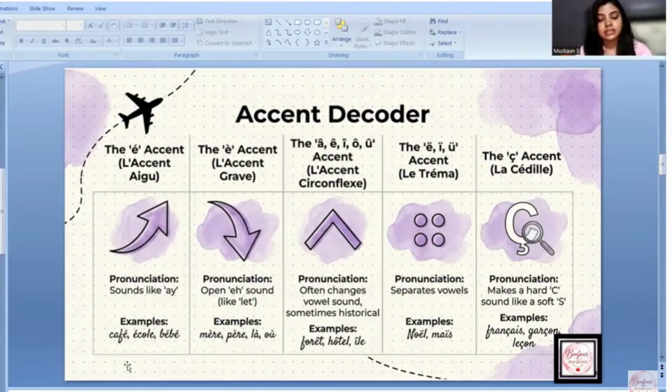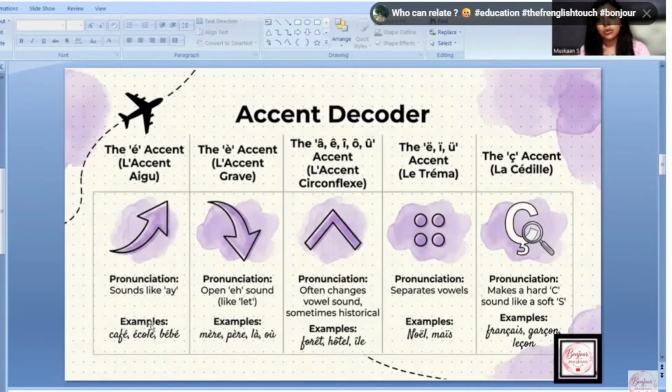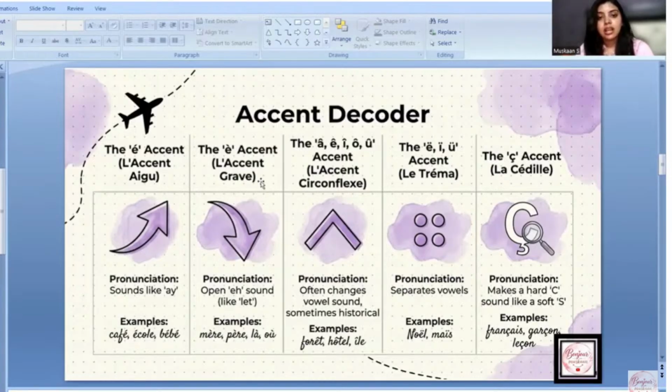See an example: café, école, bébé. So now here, which sound is coming? A. That's why we pronounce the whole word like this: café, école, bébé. The second one is l'accent grave. L'accent grave is the opposite of that. L'accent aigu is this and l'accent grave is this.